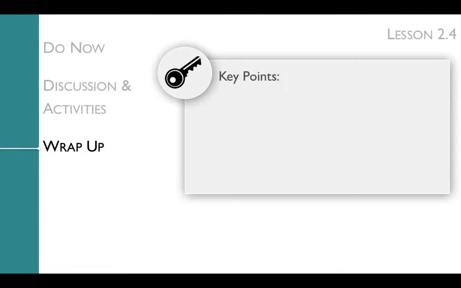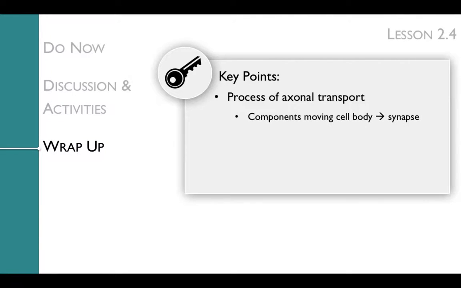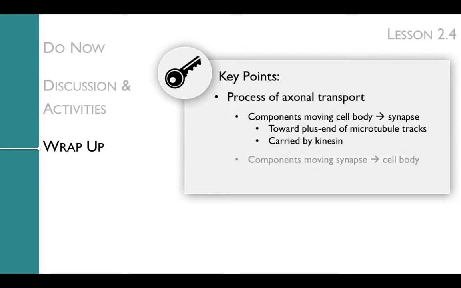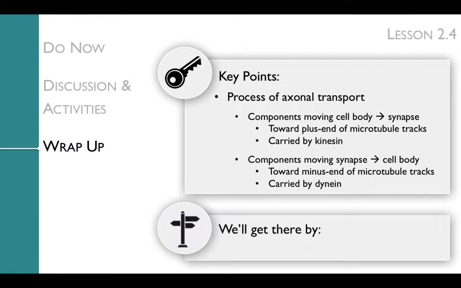The key points of the wrap-up are to review the process of axonal transport, specifically that components moving from the cell body to the synapse move toward the plus end of microtubule tracks and are carried by kinesin. Additionally, components that are moving from the synapse to the cell body move toward the minus end of the microtubule tracks and are carried by dynein. We'll get to this key point by reviewing the worksheet activity.